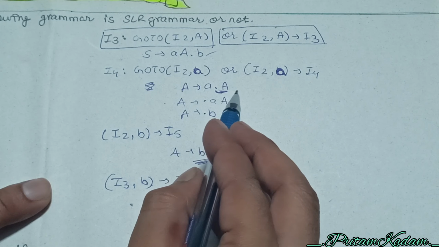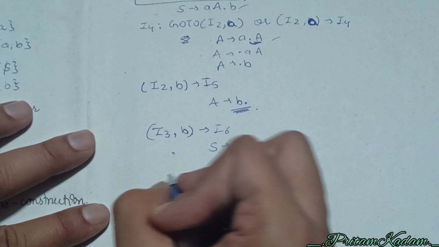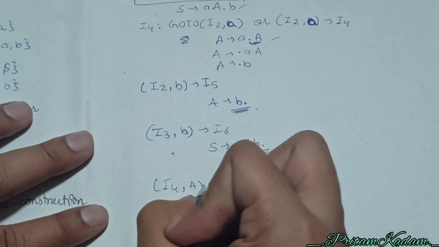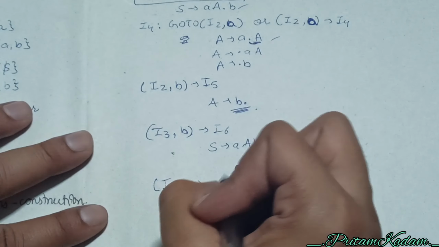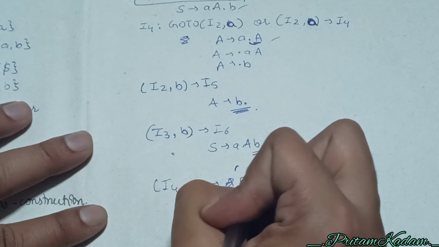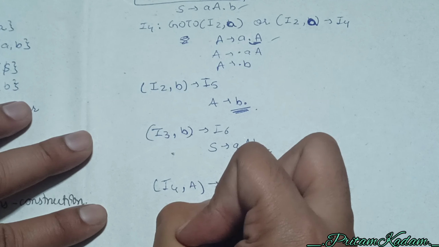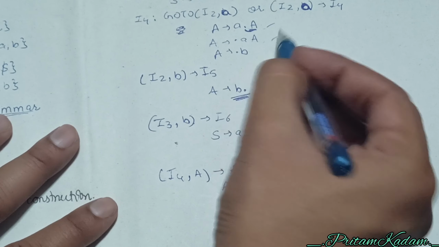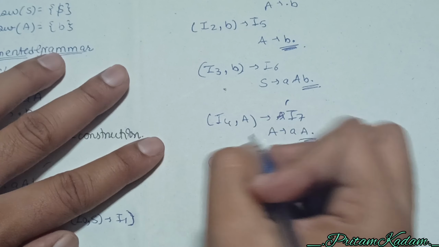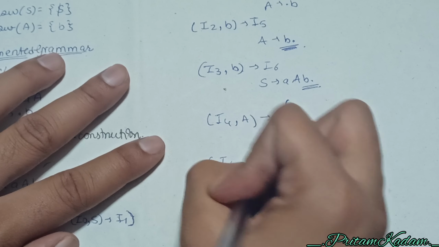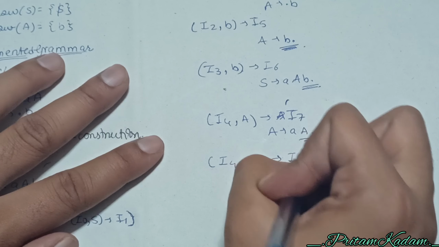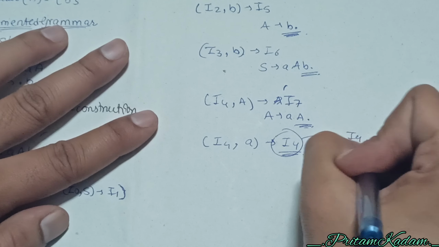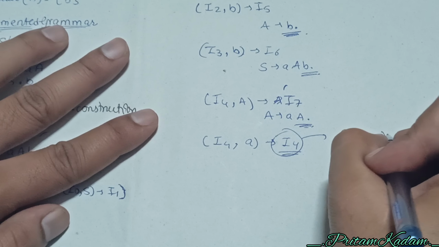Now I will do for the I4 state. So first production: I4 on capital A gives I7, and I will write A gives small a capital A dot. Now we will proceed ahead to the next production, that is A gives dot small a capital A. So I4 on small a gives, wait, we don't have to write the next production as it is the same as the I4 state. Let me show you why.